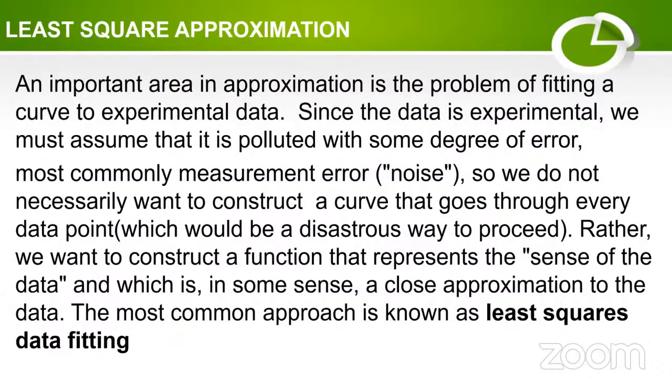Next we go to the least square approximation. An important area in approximation is the problem of fitting a curve to experimental data. Most times we collect data from different sources and then we try to plot the graph of the data, and most times we just have nodes on our graph that are not connected. So the least square approximation method helps us to create a trend out of experimental data and avoid what we know as measurement error or deviation error. So it brings about what we call data fitting.